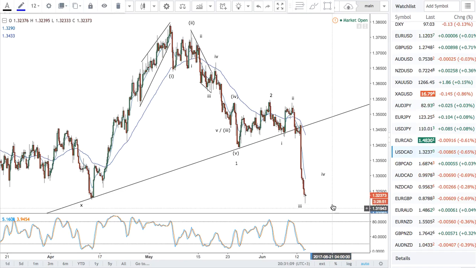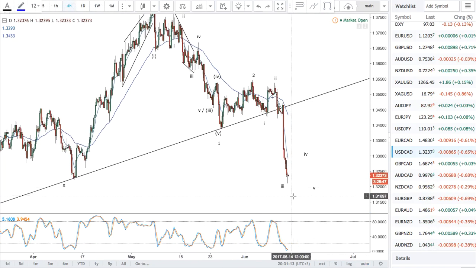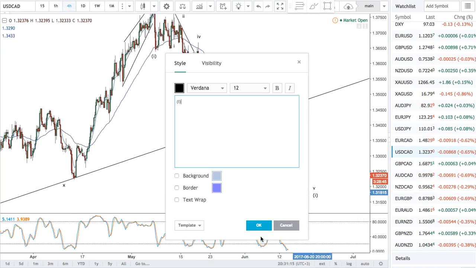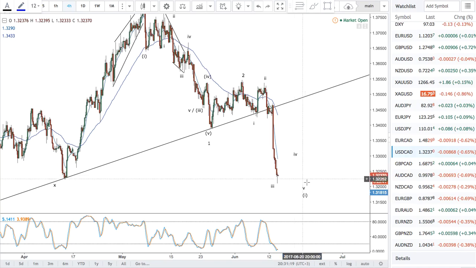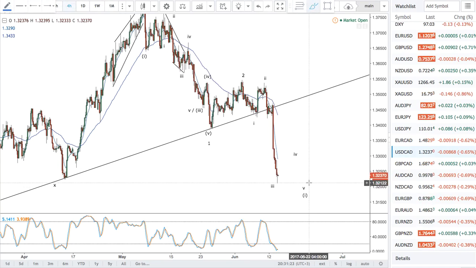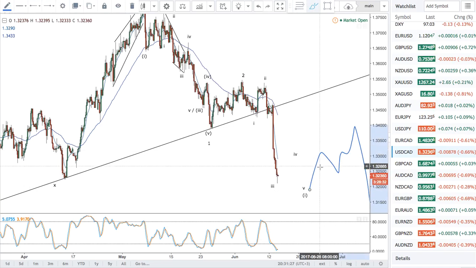So, in any case, this count implies that we are near to completing wave 1 of wave 3. And this count, the more bearish one, also implies that we will see a 3-wave correction after. So 1, something like that, and then down.